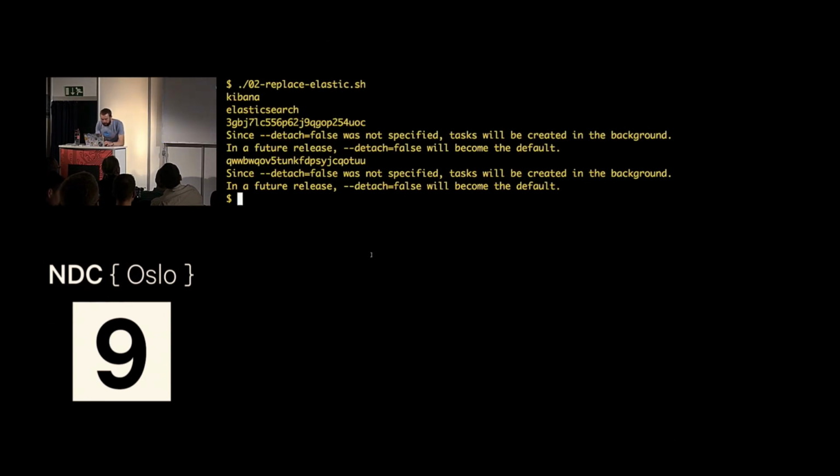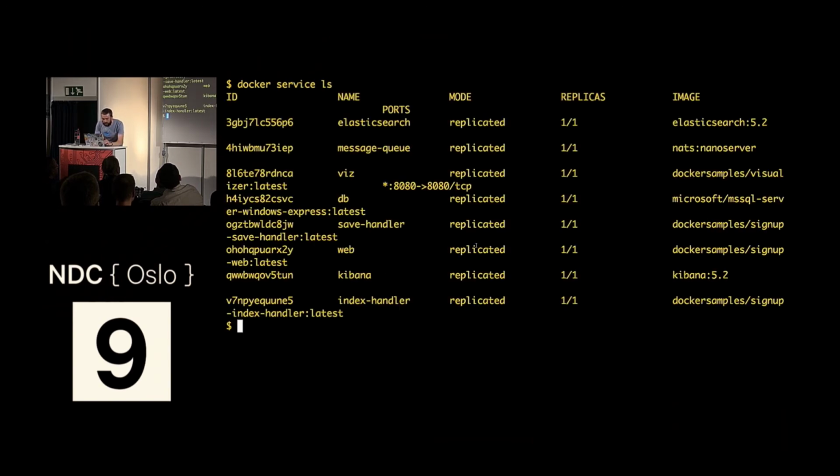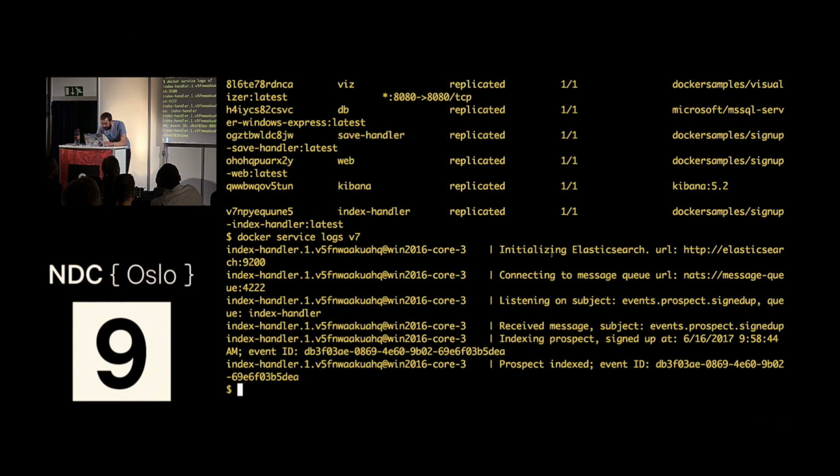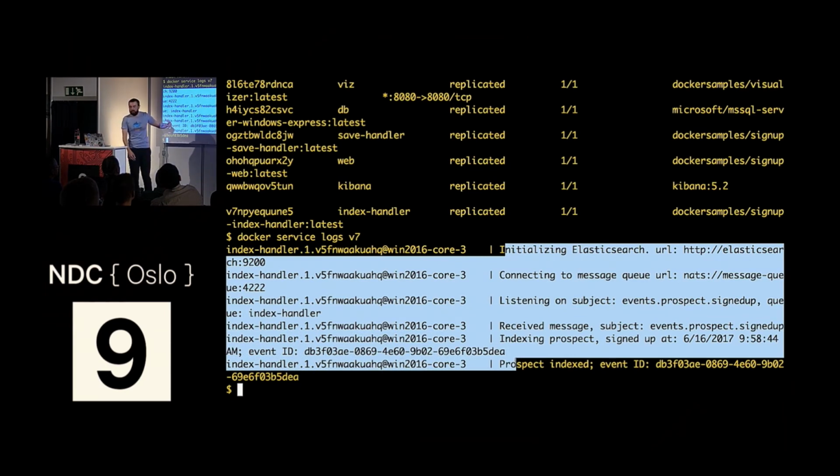So when I want to see what's going on, I can do a docker service list, and I see them all running. Some are on Linux, some are on Windows, it doesn't matter. If I want to see what's going on inside there, I can do a docker service logs, and I could look at, say, my index handler, v7. And these are the logs that come out from my console application, which is my message handler. It tells me the node name, so if my container moves around, or if I've got several containers, I can see the logs from all of them.